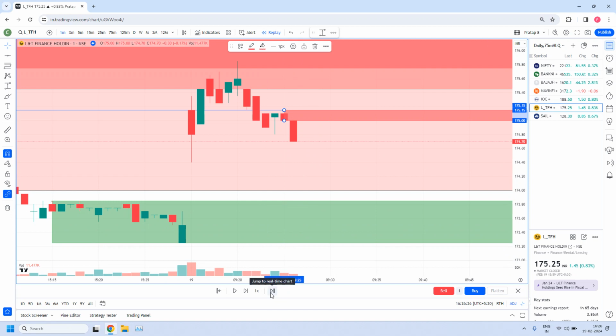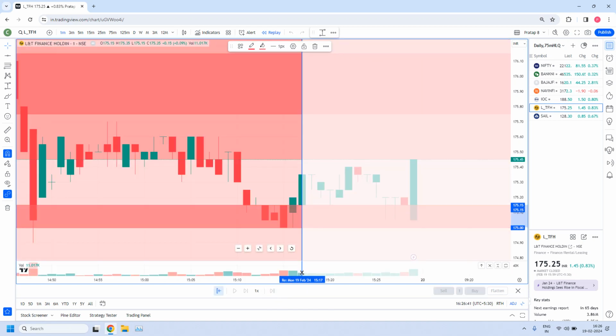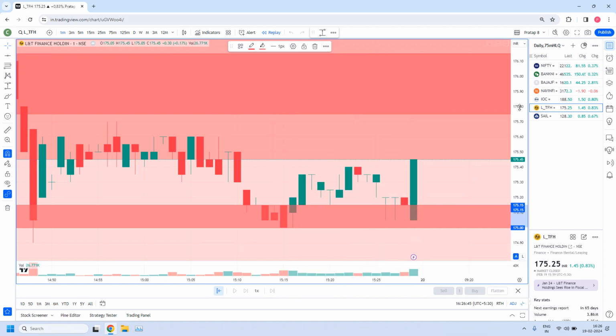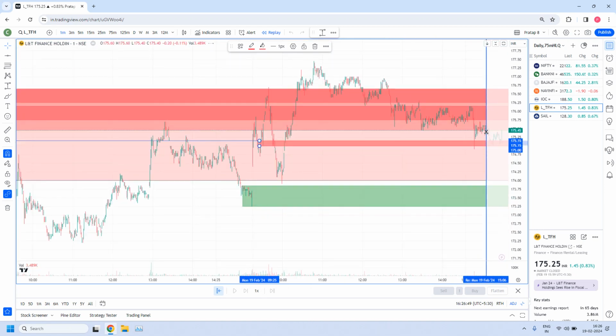See the next candle. Oh God. Again I made some mistake. Wasting time today.